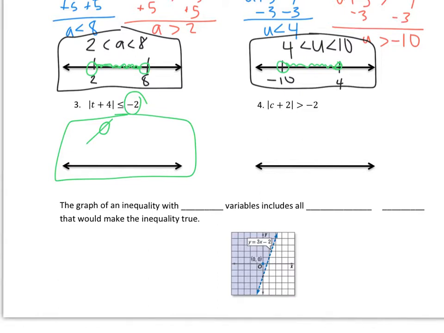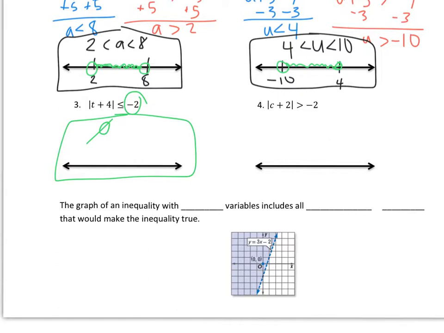All right, number 4, and again, all of these absolute values here that we're starting with are already isolated, but we would need to make sure that our absolute value is isolated before we can begin to set up our two inequalities.